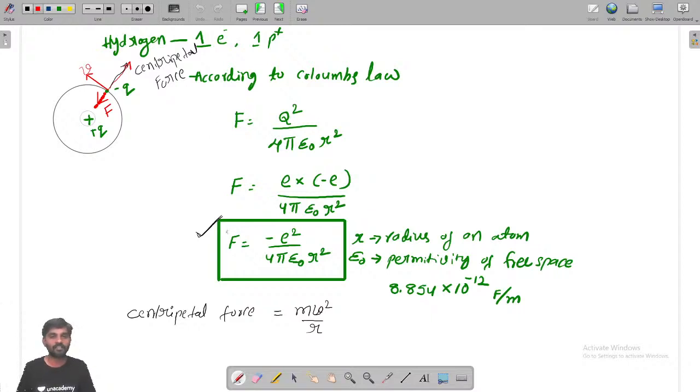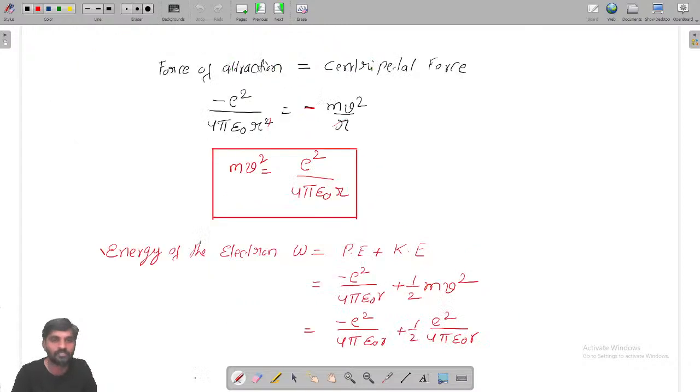The force of attraction between the positive charge and negative charge is F equal to minus e square by 4 pi epsilon naught r square, where e is the charge of an electron, epsilon naught is the permittivity of free space, whose value is 8.854 × 10^-12 farads per meter, and r is the radius of an atom. Okay. And we have discussed why it is centripetal force and everything.